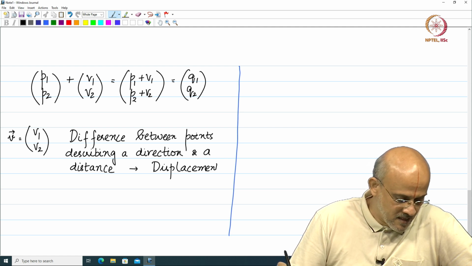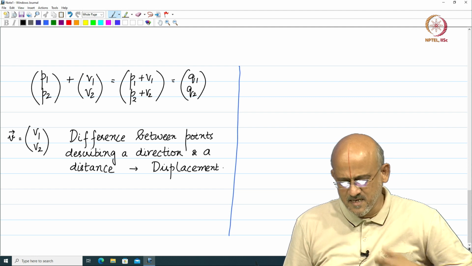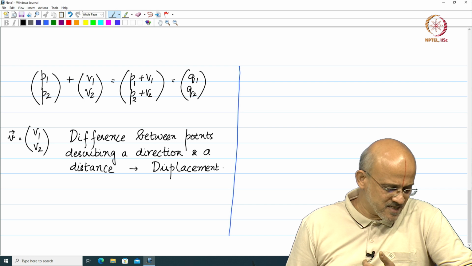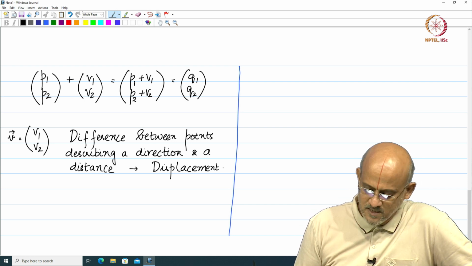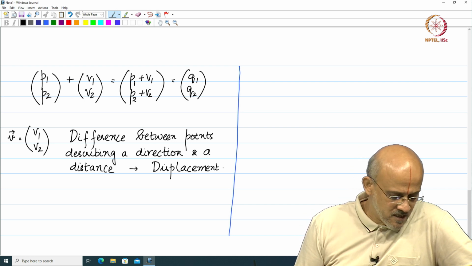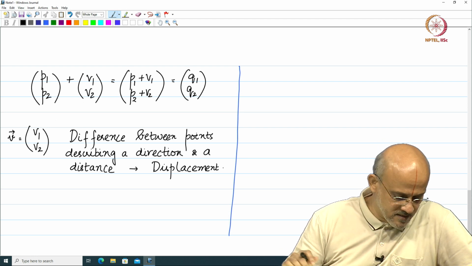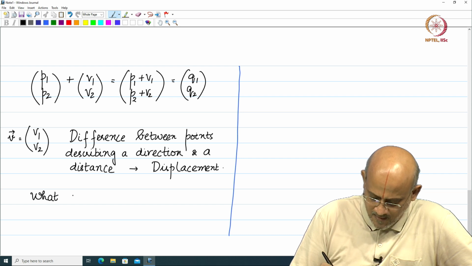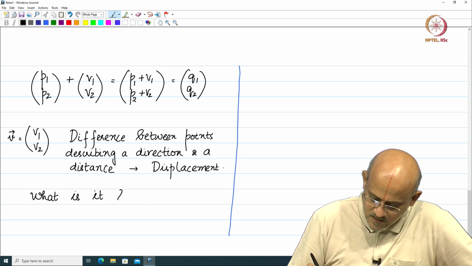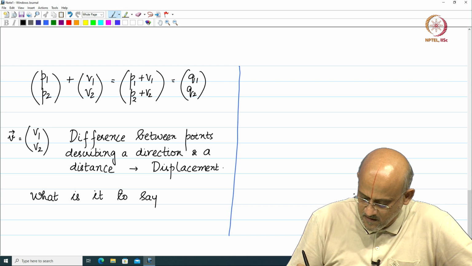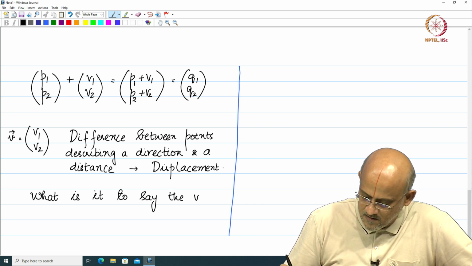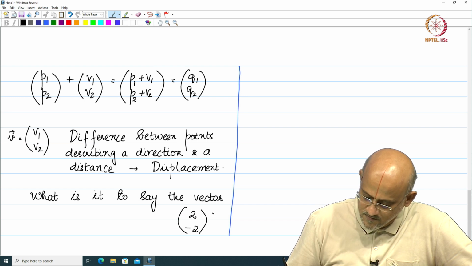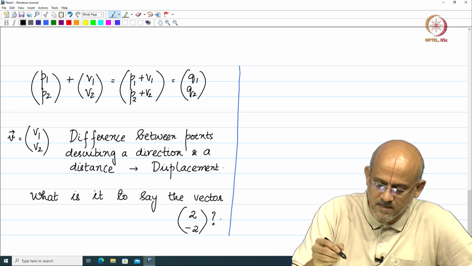Now, what does it actually mean to say that I have this vector v1 v2? We should probably be able to understand it again through a lot of visualizations. So, let us look at this. What do we mean by saying vector 2 minus 2? What do we mean by this vector 2 minus 2?